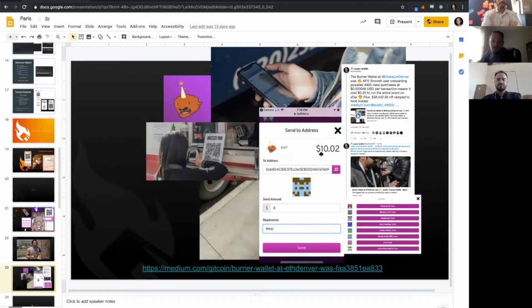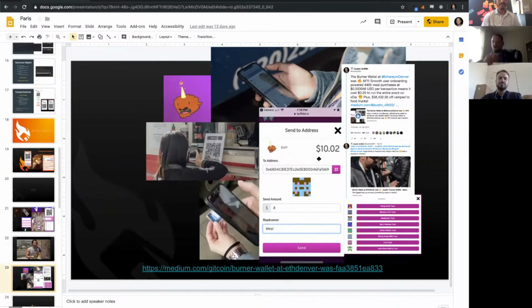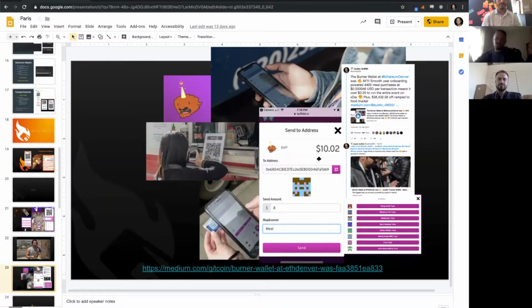We sold like 4,400 meals. Food trucks off-ramped in DAI about 40K using SendWire, and the whole transaction fees were like 20 cents. So it was crazy cheap. It was way better than credit cards. Even what SendWire took out was a small fraction compared to what the credit cards took.